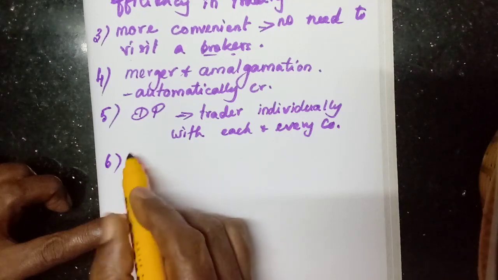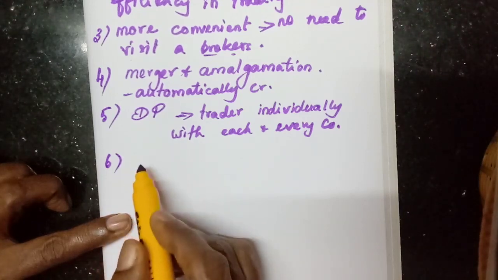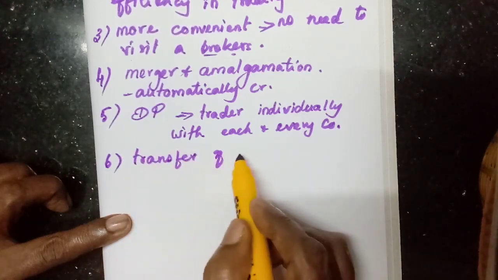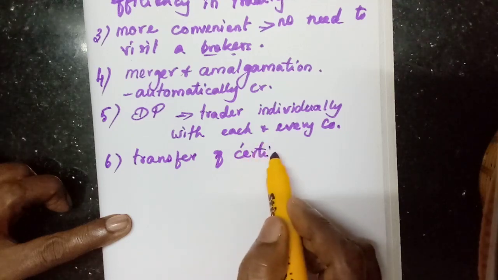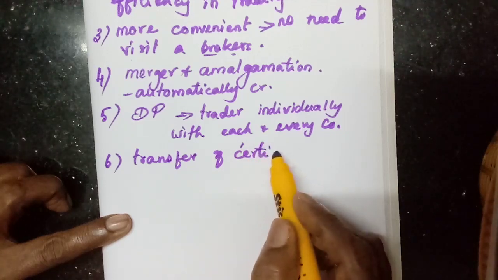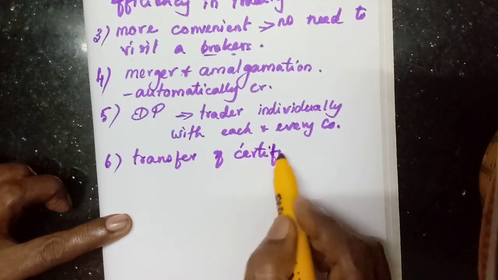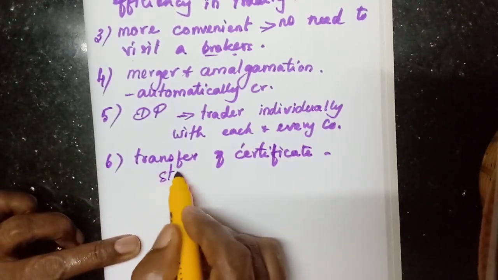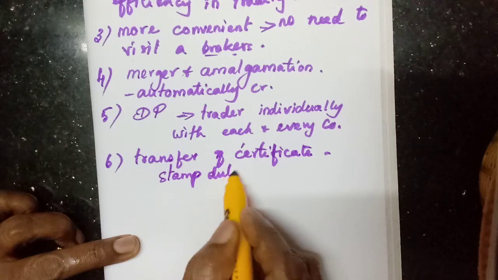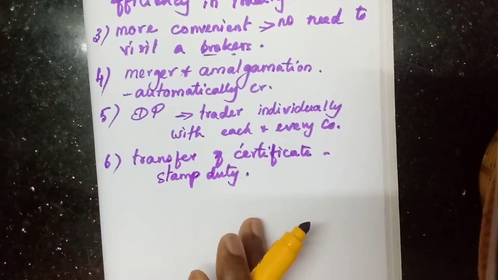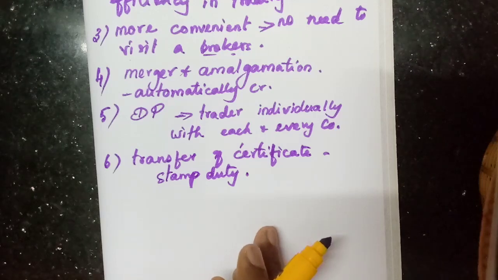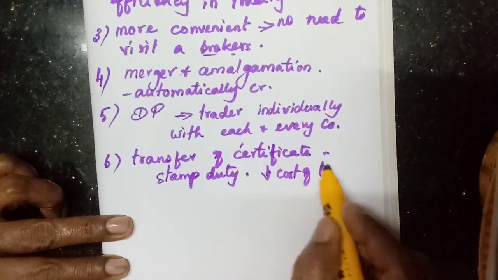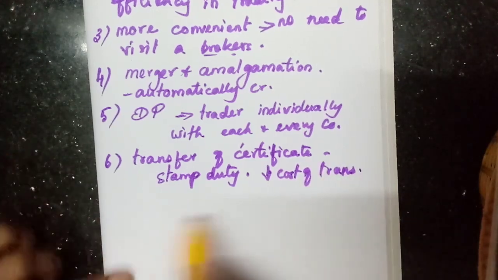Then, another one. There is no need to pay stamp duty for the transfer of certificates. Otherwise, transfer of certificates needs to be stamped; stamp paper or stamp duty should be paid. That is not needed here. Understand? No need for stamp duty for transfer of securities. So, what does it do? It brings down the cost of transaction. The cost of transaction becomes less.